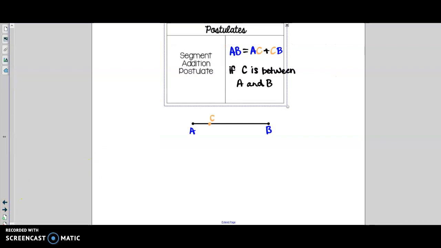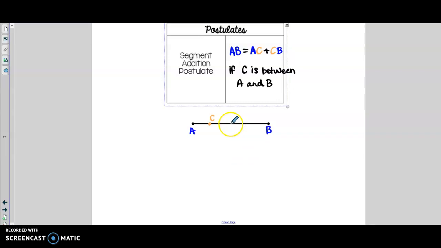And here's an example of a postulate, the segment addition postulate, that allows us to deconstruct segments into their smaller parts. So anytime you have a segment and you have a point that's in between two other points, you can create this statement where you are decomposing the larger segment into its two smaller parts. So I'm talking about the length of AB is the sum of AC and CB. And that's true anytime you have any point that's in between A and B.